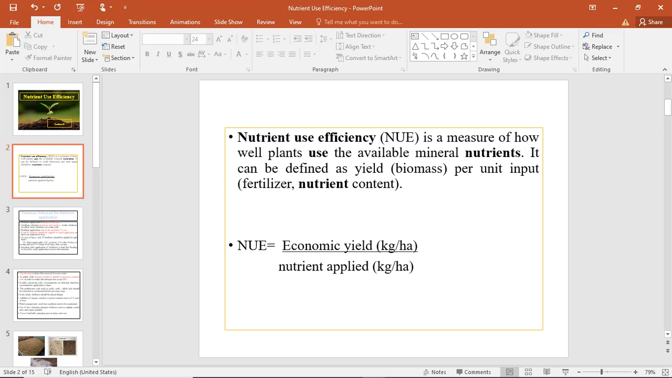Even when you become an agricultural graduate, you should know all these things to suggest small things to farmers. That will help a farmer in a really big manner. Okay, so that's about nutrient use efficiency.